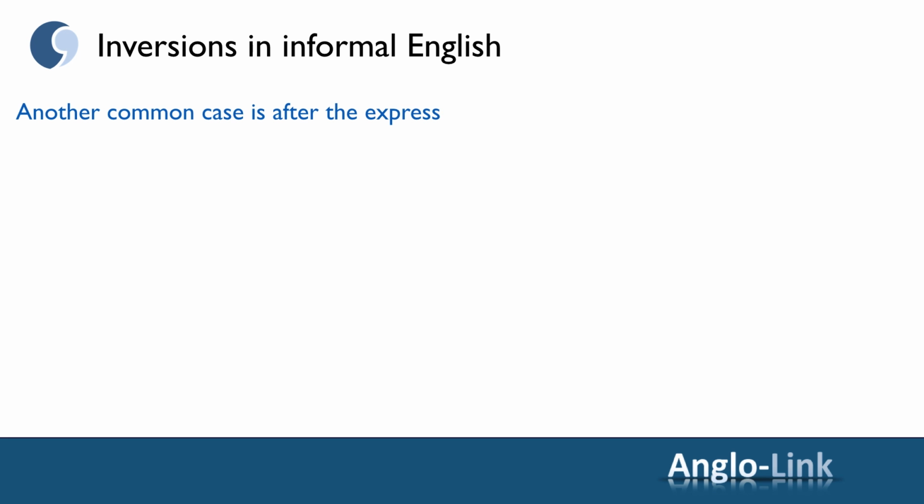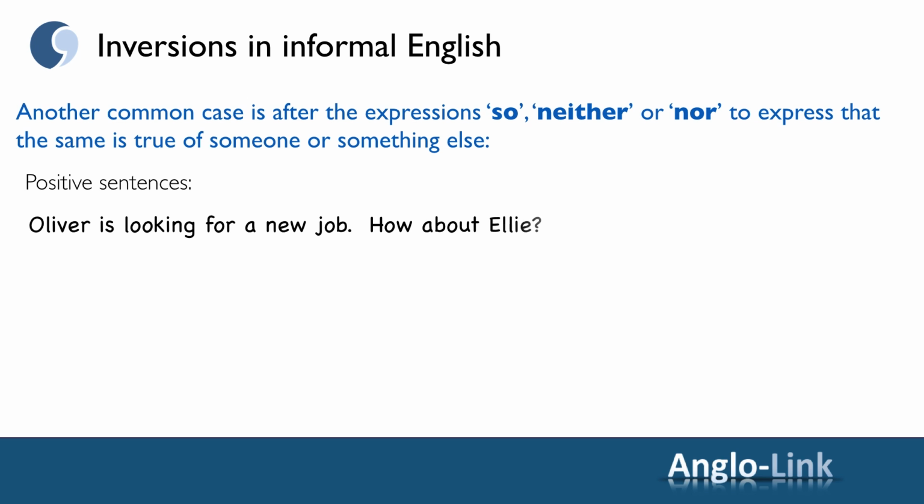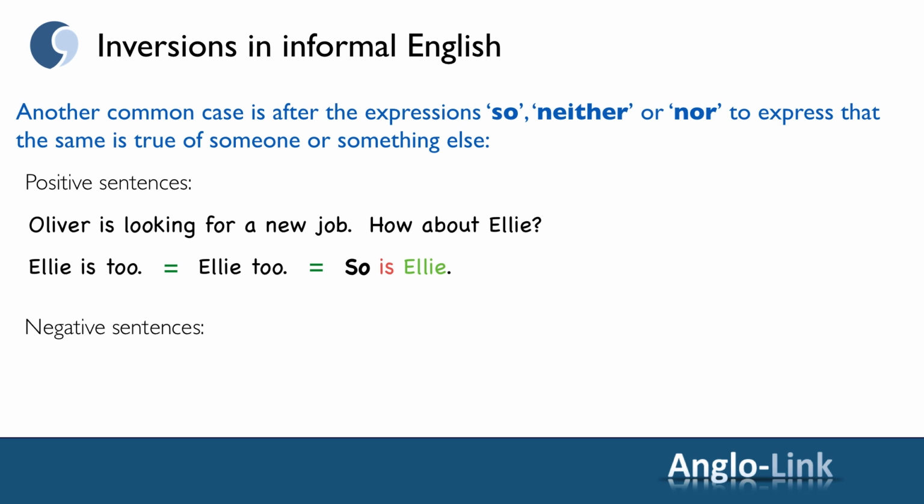Another common case is after the expressions so, neither, or nor to express that the same is true of someone or something else. Let's look at a positive sentence. For example, Oliver is looking for a new job. How about Ellie? Let's say that Ellie is too, or you can simply say Ellie too. Or you can start with the word so and then use an inversion. So is Ellie.